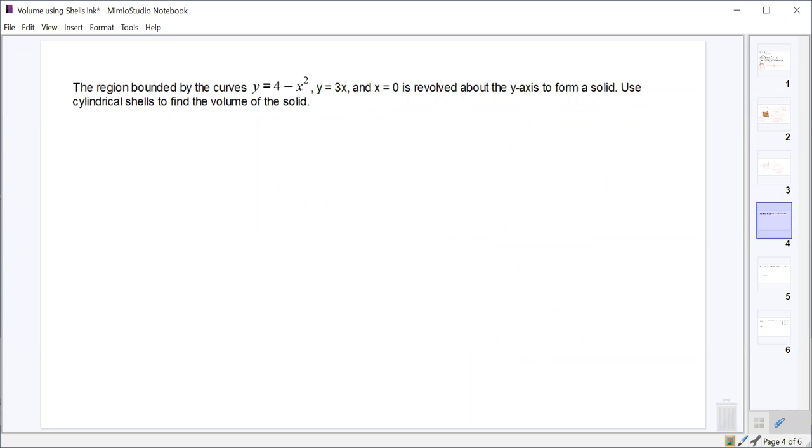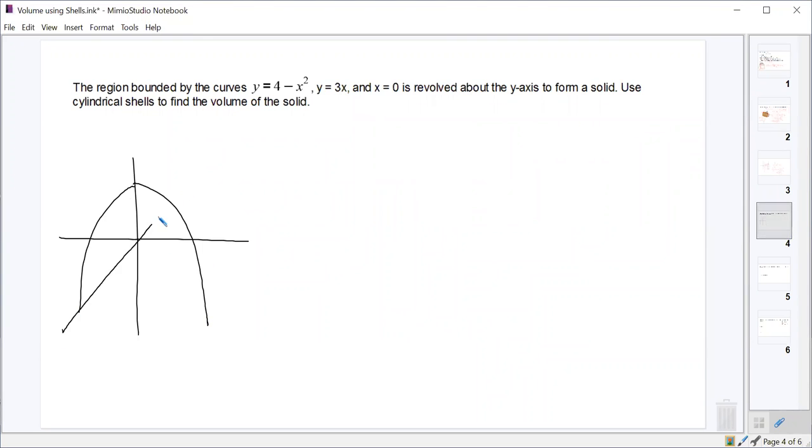The region, and I'm going to say, let's see. We got 4 minus x squared, right? That's that. We got y equals 3x. We're going to say the region in the first quadrant. Specifically, I just want to deal with the region in the first quadrant between this. So that'd be this region right here. x equals 0, 4 minus x squared, y equals 3x. We're going to revolve that around the y-axis.